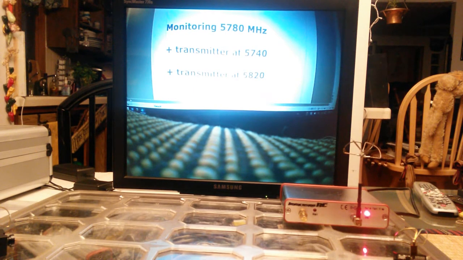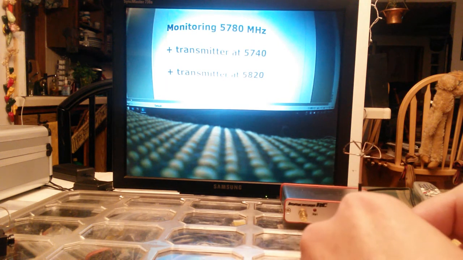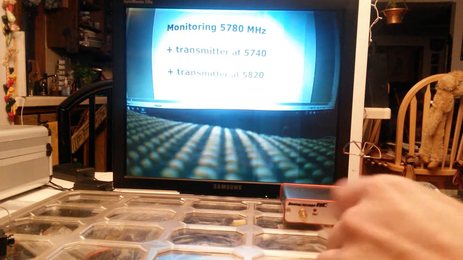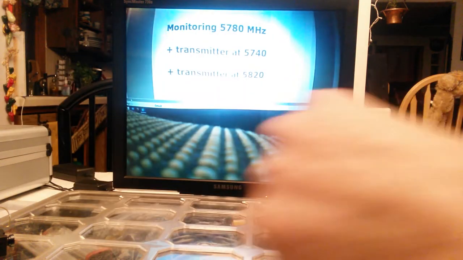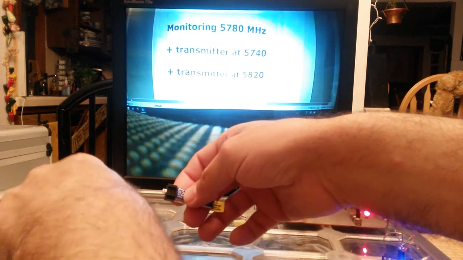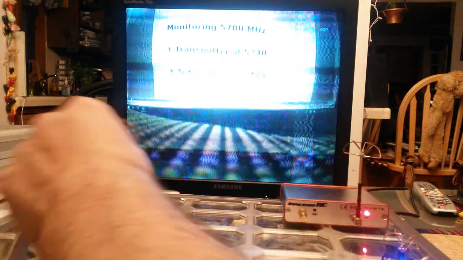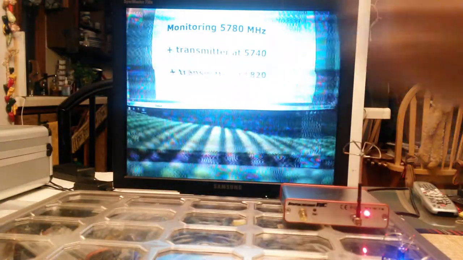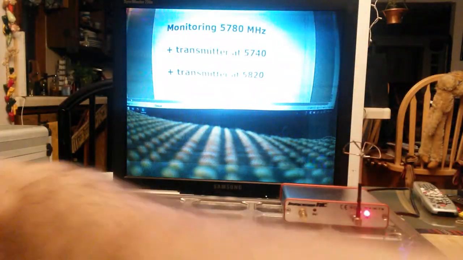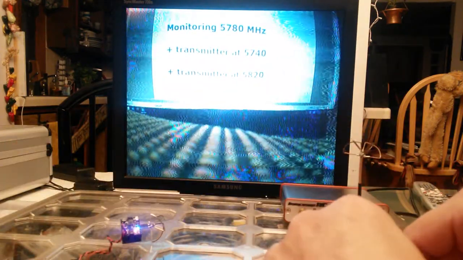To show this other effect, we're monitoring that third frequency, the 5780, and we bring in the other two. We get some crossover here because that's only 40 megahertz away at 5740. Then we add the 5820, and we get some interference, some IMD, but you see it's really not as bad as what the other guys are seeing.